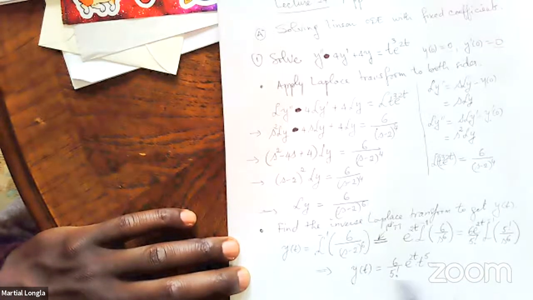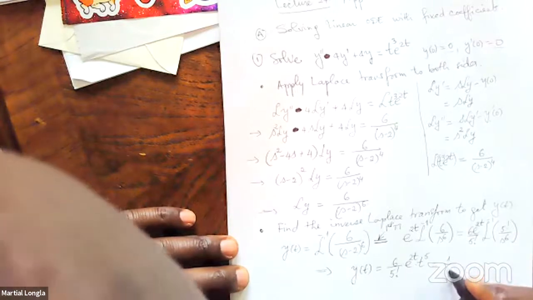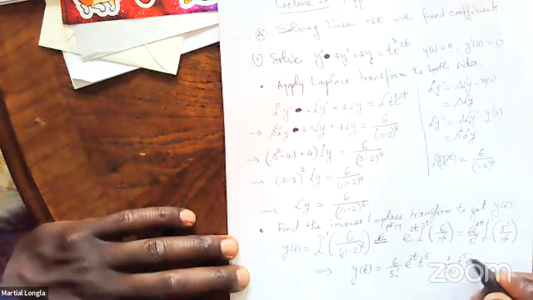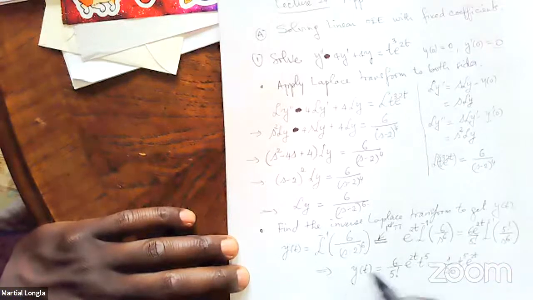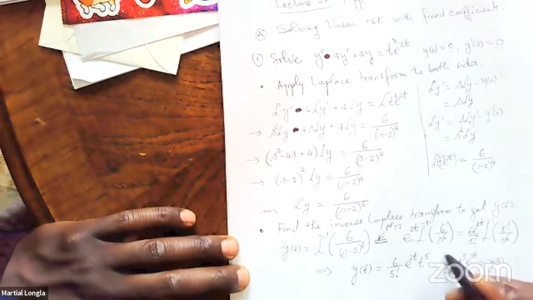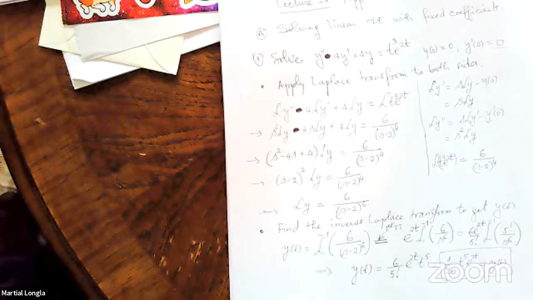6 over 5 factorial, 5 factorial is 5 times 4 times 3 times 2. 3 times 2 can cancel. So you get 1/20th t to the 5th e to the 2t. So that's the solution of the problem that already incorporates the fact that y of 0 is 0, and y prime of 0 is 0.